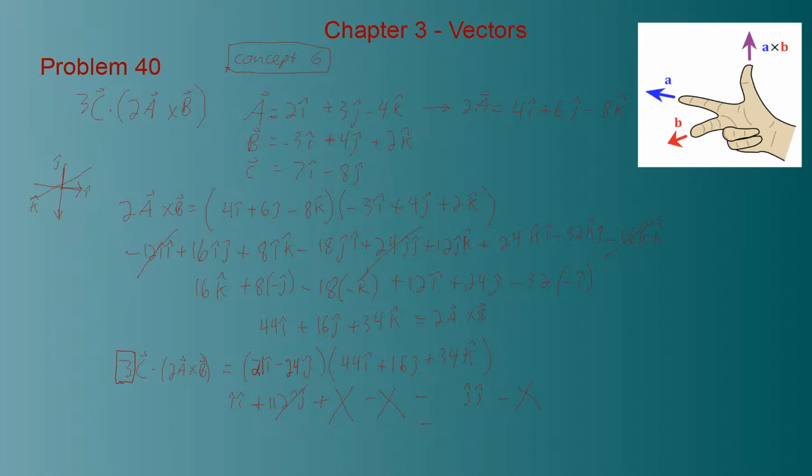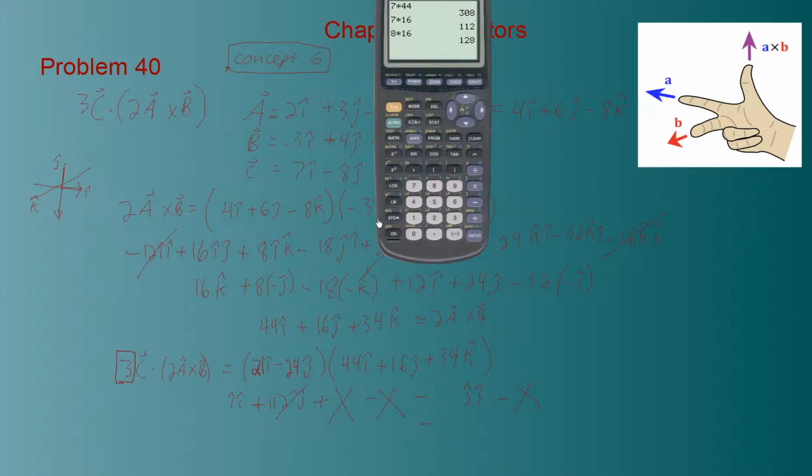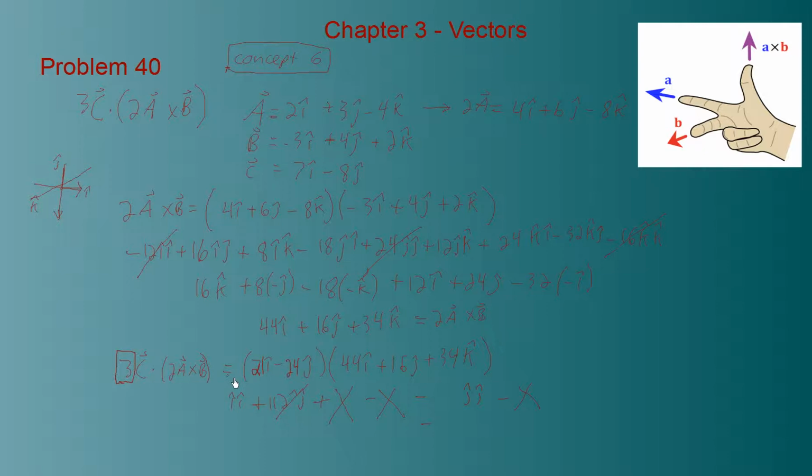So 21 times 44, 924. So it's 924. And 24 times 16 is 384. I did that beforehand. So we got 924, and those are just numbers. These turn into 1, so those disappear. So 924 minus 384, and the answer is 540. That's the final answer. Yeah, so that's the dot product.